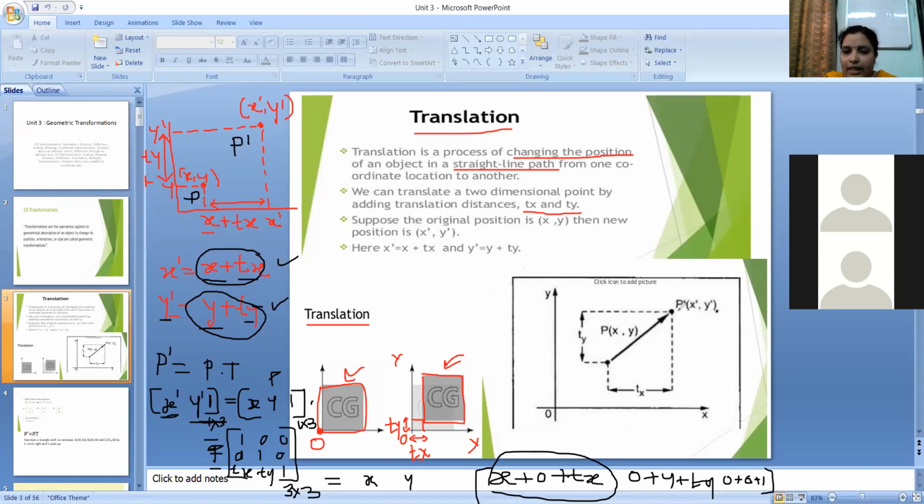Moving is done by adding tx and ty amount to get the new location.